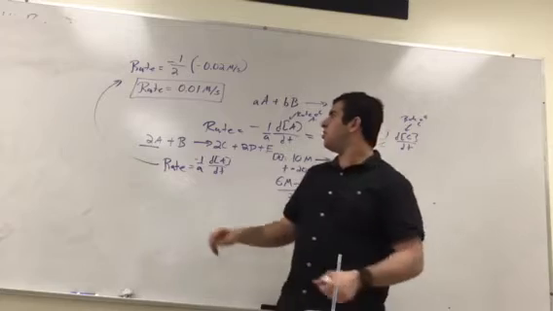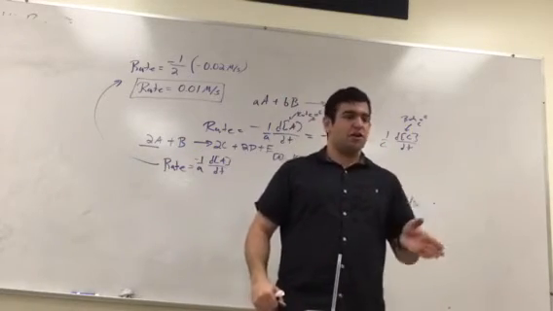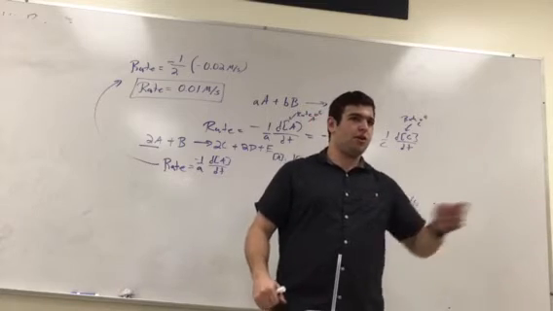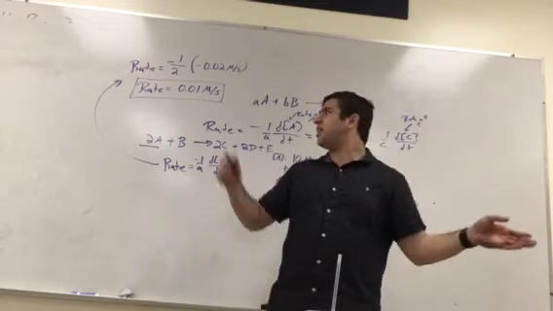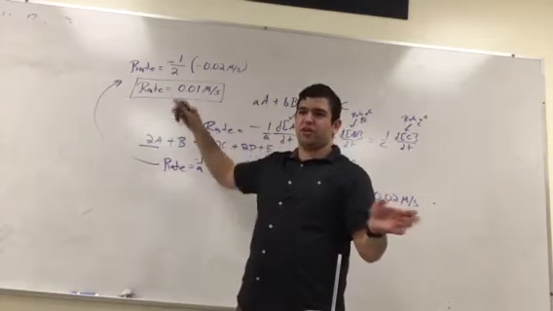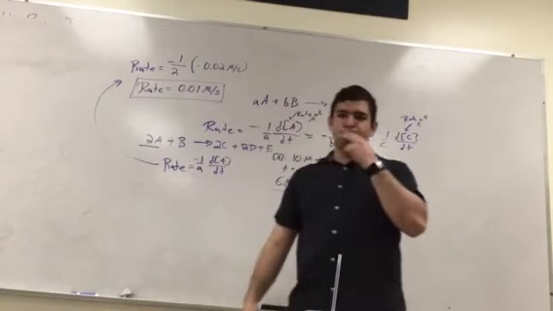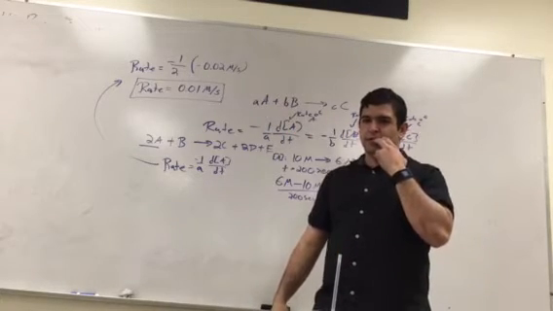Does that make sense? So if the rate is 0.01, that's the average rate. How fast is A being depleted? Twice as fast as the average rate, because I'm using 2 for just 1. Does that make sense? So what if it gave you info for A and B?